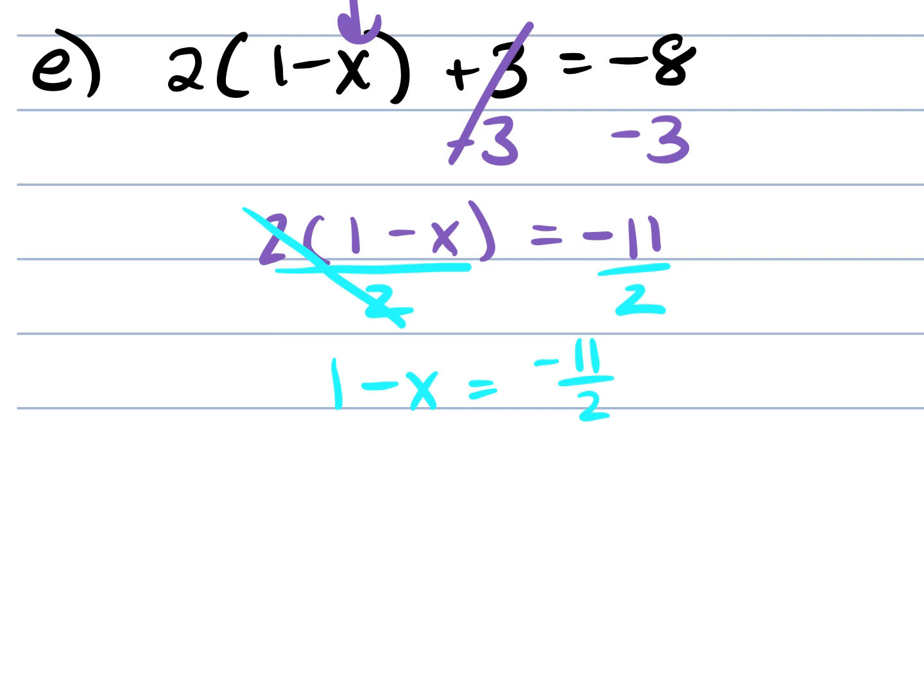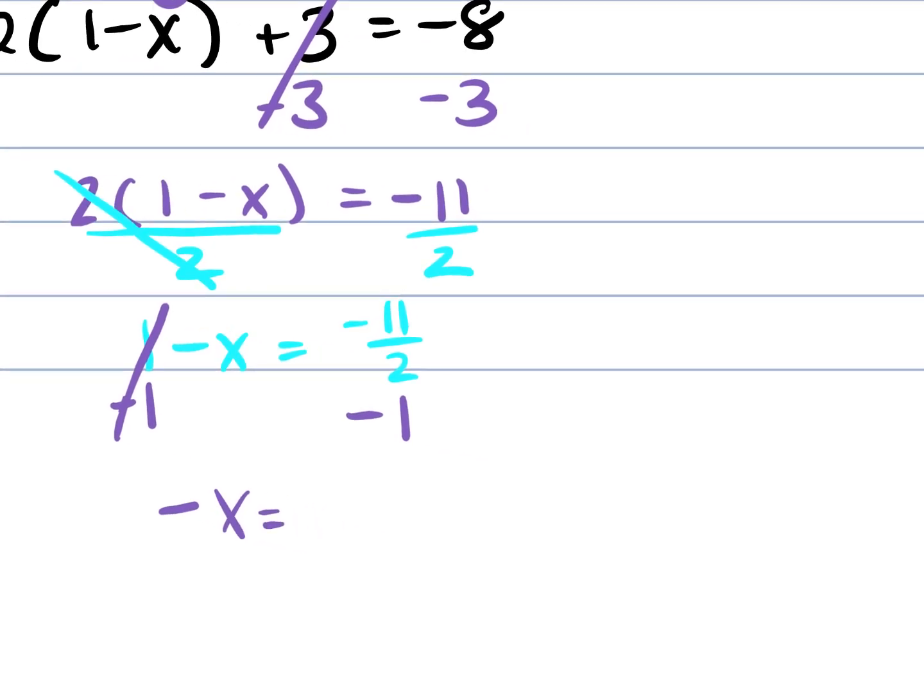Next, I have a 1 on the left side. It's a positive 1. So I can subtract 1 to move it to the other side. So 1 minus 1 cancels. I'm left with negative x. On the right side, I have negative 11 over 2 minus 1.